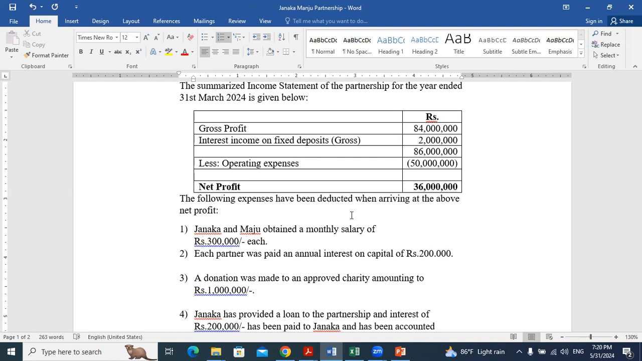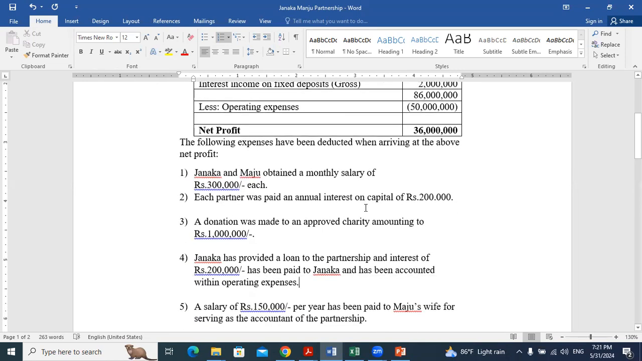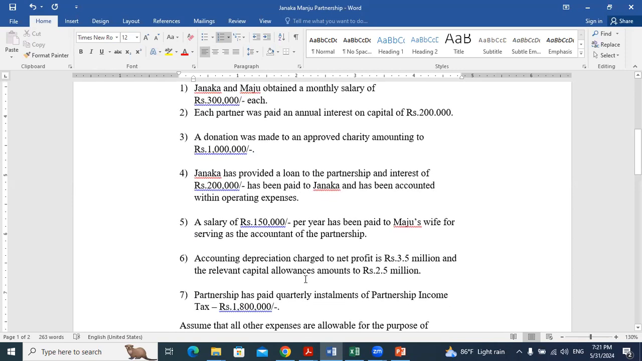Each partner was paid an annual interest on capital of 200,000. Donation was made to an approved charity amounting to rupees 1 million. Next one, Janak has provided a loan to the partnership and interest of 200,000 has been paid to Janak and has been accounted within operating expenses.